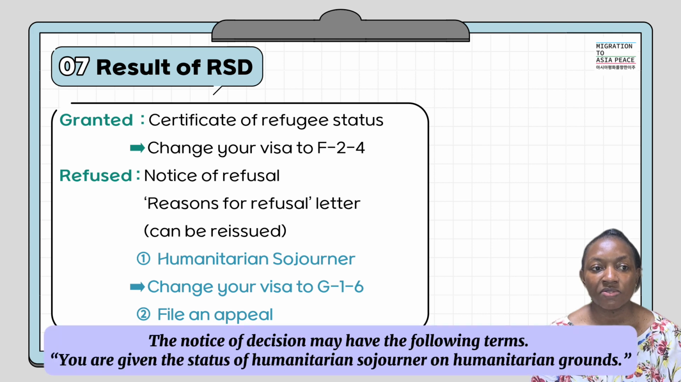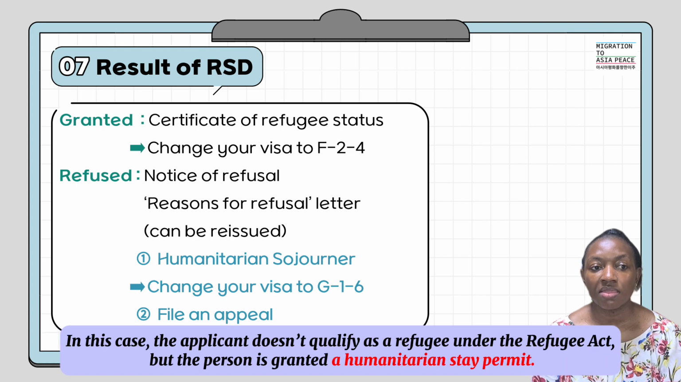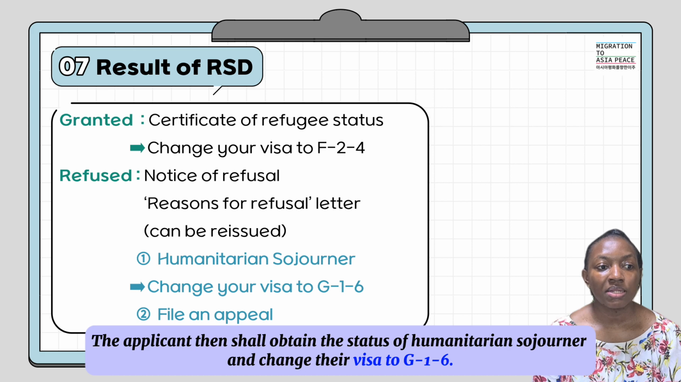The notice of decision may have the following terms. You have been given the status of humanitarian sojourner on humanitarian grounds. In this case, the applicant doesn't qualify as a refugee under the Act, but the person is granted the humanitarian stay permit. The applicant then shall obtain the status of humanitarian sojourner and change their visa to G1-6.